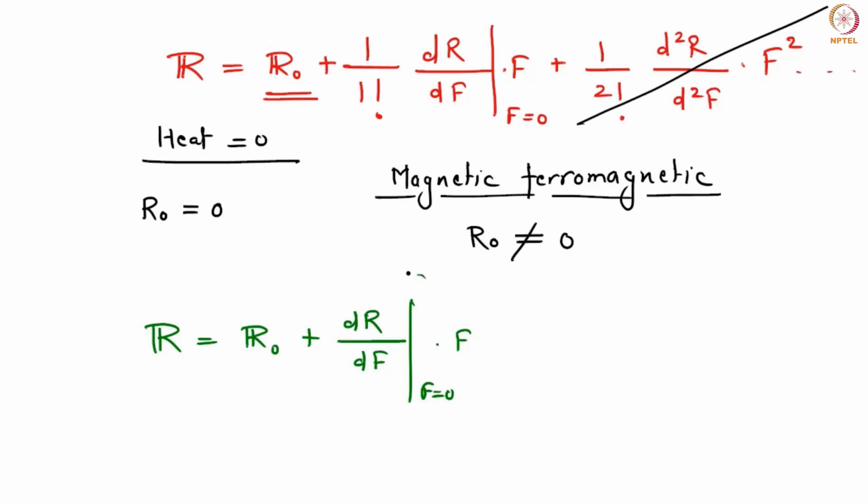Now what I can write, this particular term is basically the characteristic of my material, and this is what I can simply call the property of the material, or let's say I have just written a letter P here. What does this mean? So now I will rewrite this term. I can say that my R equals whatever was the R0, if it was a non-zero value, plus P times F. So this P now is the property.